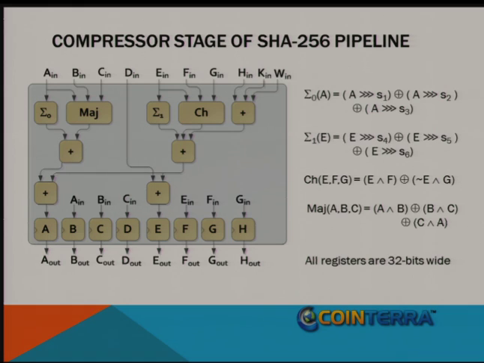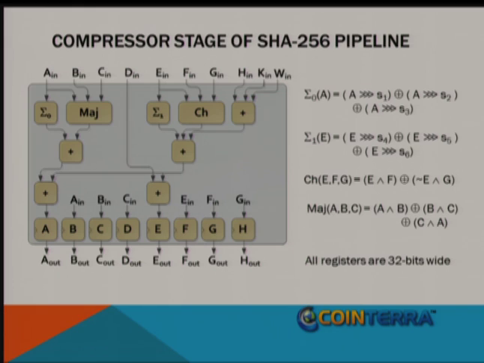So, let's now look at a single stage of the compressor pipeline. Each of the inputs are 32-bit words. Inputs A through H are connected to the output of the previous stage. K is a 32-bit stage-specific constant. And W is a 32-bit word that comes from the corresponding stage from the message pipeline.